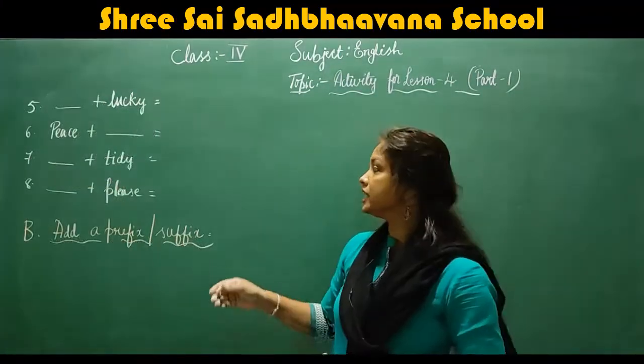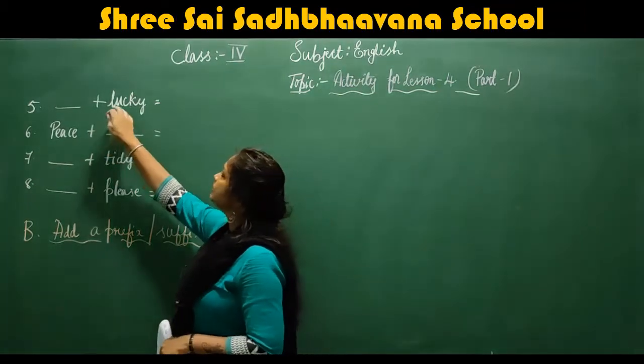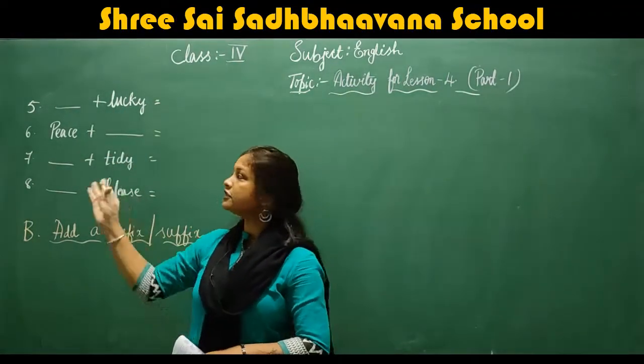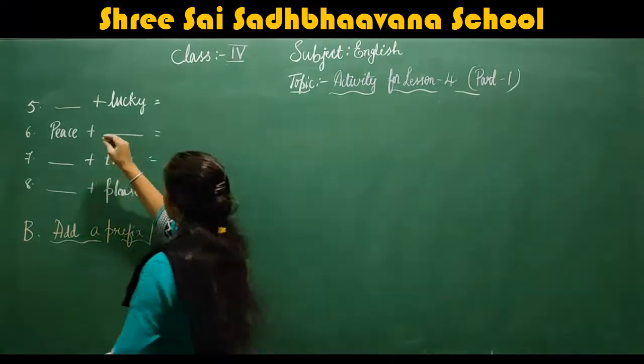Okay, children, next, the fifth one. Here, dash plus lucky is equal to a new word. Which prefix do we have to use? Un.